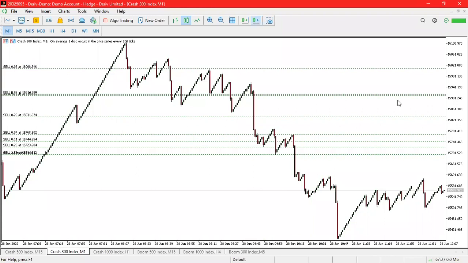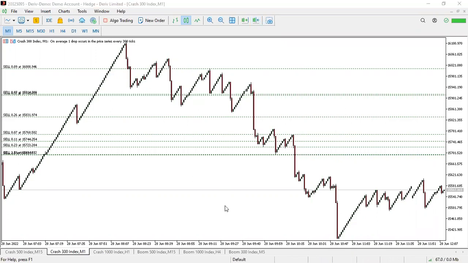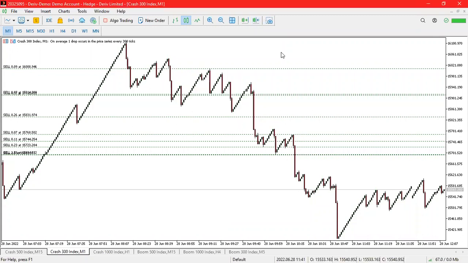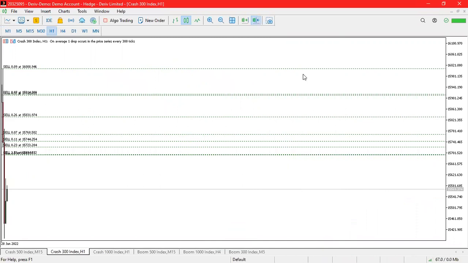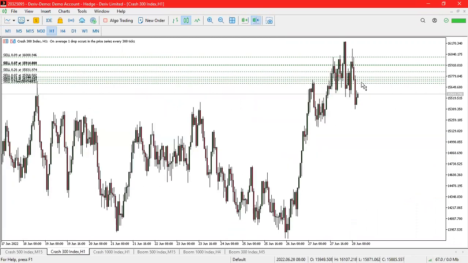You see, this is Crash 300. There's a lot of spikes. It's just that I'm using a PC here, and a PC might not be good for a long run. But if you check, you can see where we started to get these spikes. Check here, check from there to there.